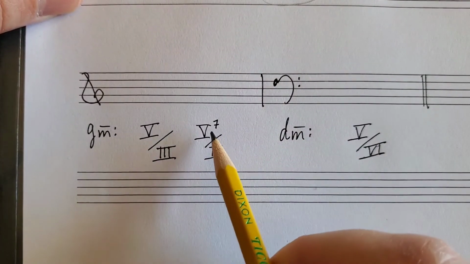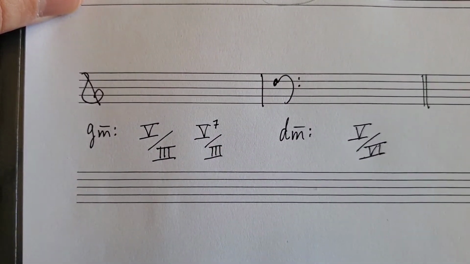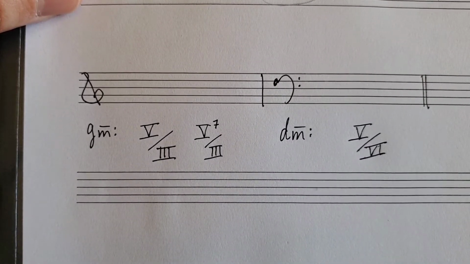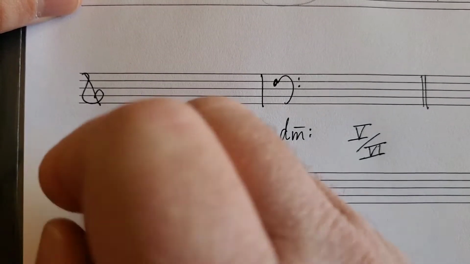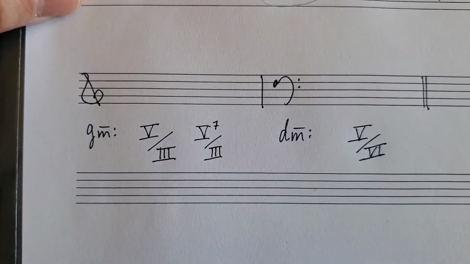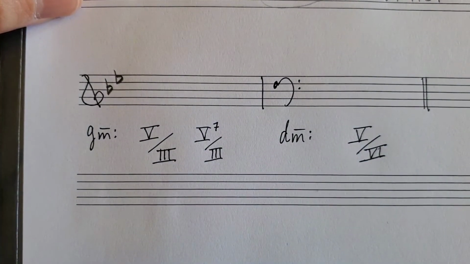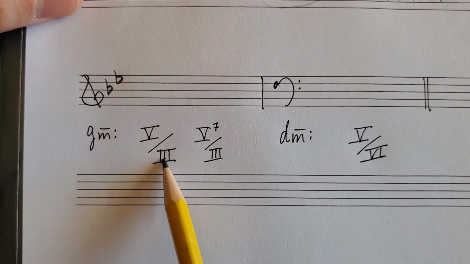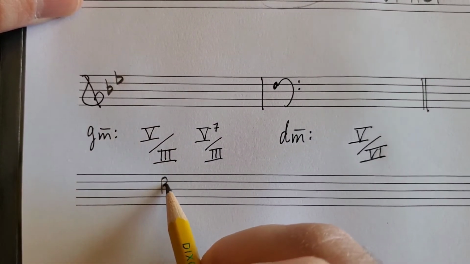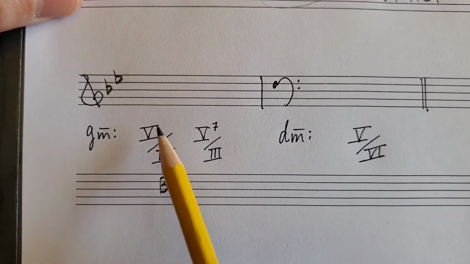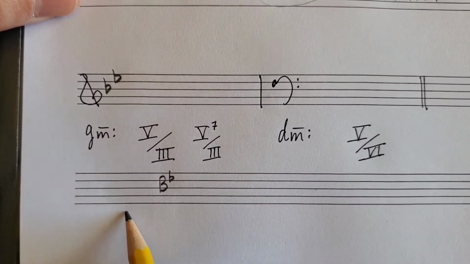5 of 3, 5/7 of 3, and also 5 of 6. When you spell them, they don't have notes outside of the key signature when you're in a minor key. So G minor, first of all here. 2 flats. Now in the key of G, 3 is B flat, right? 5 of B flat is F.